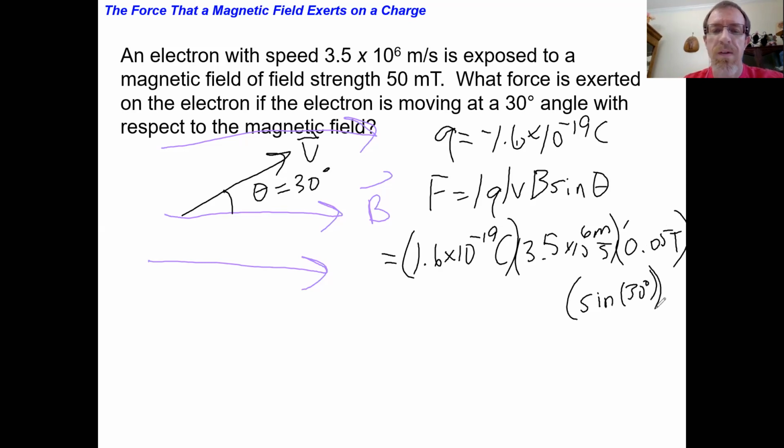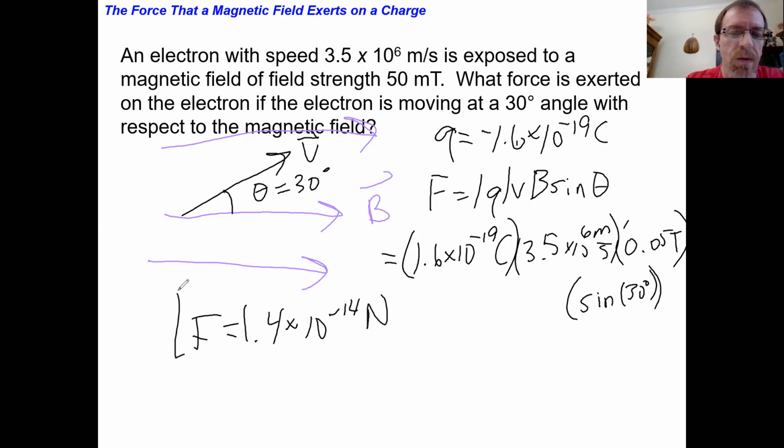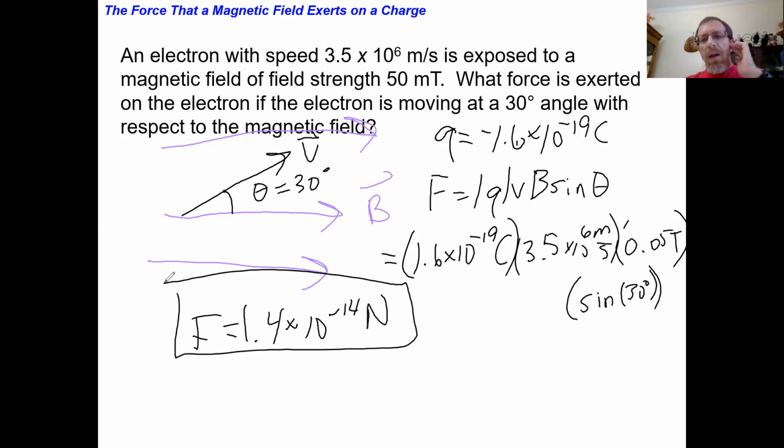I ran out of space, but when I do all that, I end up with a force of 1.4 times 10 to the negative 14 newtons. That's the answer, and that actually is the only thing I was asked for. But a lot of times when we figure out force, we also want to know acceleration. So I could ask about the acceleration of this electron.